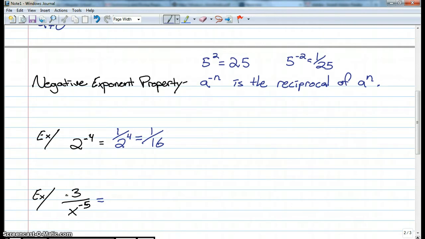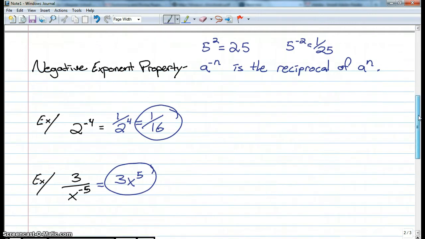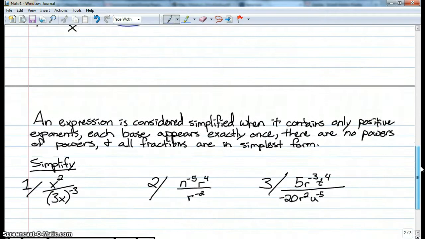And the 3 here is not being raised to a negative exponent. So 3 stays in the numerator, and then x to the positive 5th now comes up in the numerator, and this would be over 1, which is 3x to the 5th. So if you have a negative exponent, you must first make sure what the base is. In this case it was 2, in this case it was just x, and then move it to the opposite location.